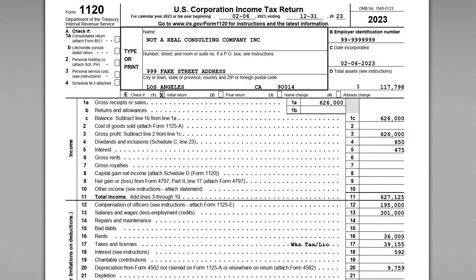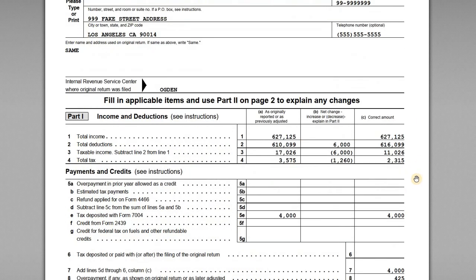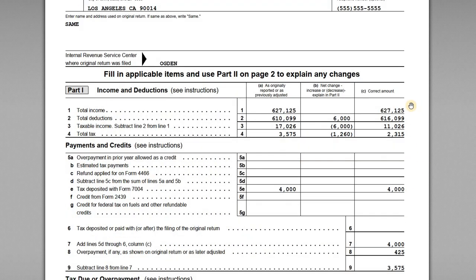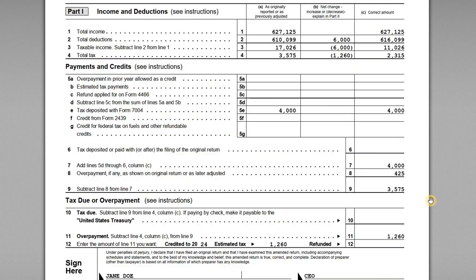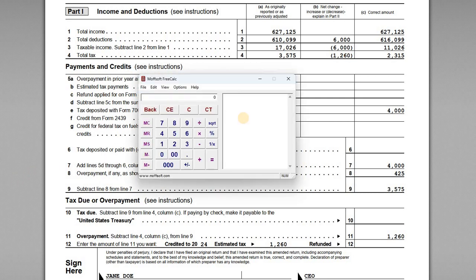So once those changes are made, now we update column C for the correct amount. There were no changes to income, so that makes sense, right? That stays the same. But we did have an increase in total deductions. That increased to $616,099. And our net taxable income here was reduced by the $6,000 as well to $11,026. So $11,026 is the adjusted taxable income times 21% gives us $2,315 in tax. So we can see there the $6,000 change in net taxable income results in a 21% tax decrease.